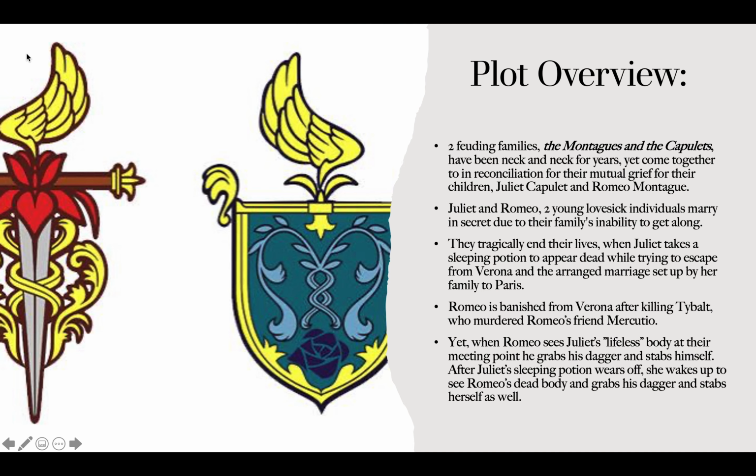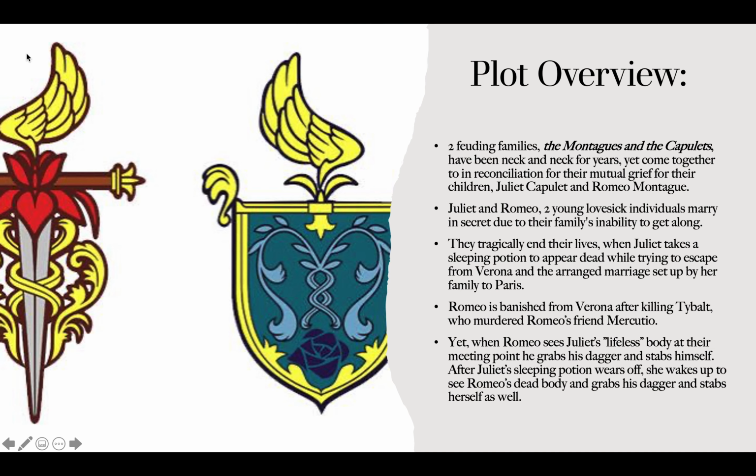So the plot outline. Romeo and Juliet is about two feuding families, the Montagues and the Capulets, and these families have been neck and neck for many years. Yet they finally come together in reconciliation for their mutual grief for their children, Juliet Capulet and Romeo Montague. Juliet and Romeo are two lovesick individuals who marry in secret due to their families' inability to get along. They tragically end their lives when Juliet takes a sleeping potion to appear dead while trying to escape from Verona and the arranged marriage set up by her family to Paris.